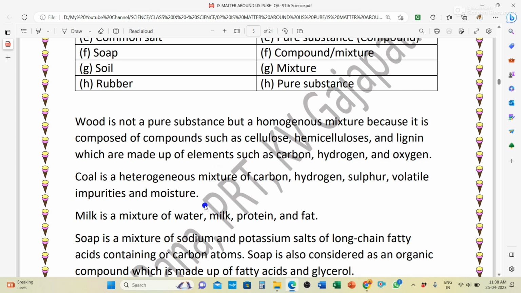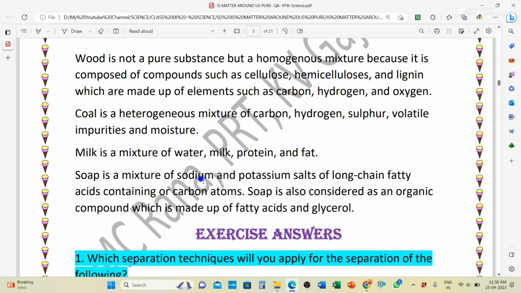Milk is a mixture of water, protein, and fat. Soap is a mixture of sodium and potassium salts of long chain fatty acids containing carbon atoms. Soap is also considered as an organic compound which is made up of fatty acid and glycerol. So soap can be a mixture or can be what we call a compound.